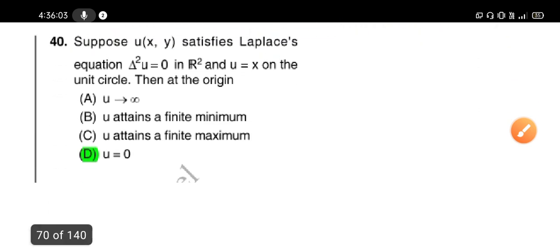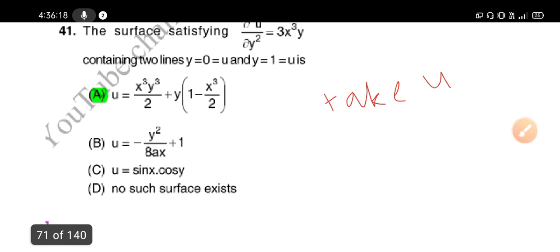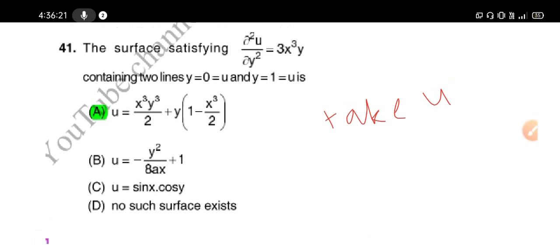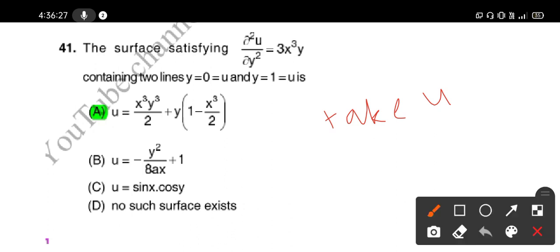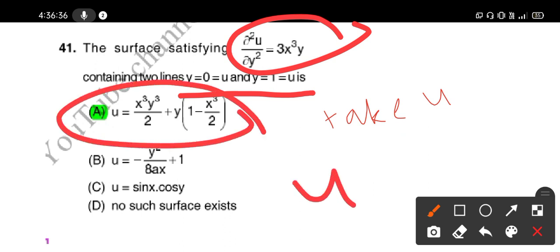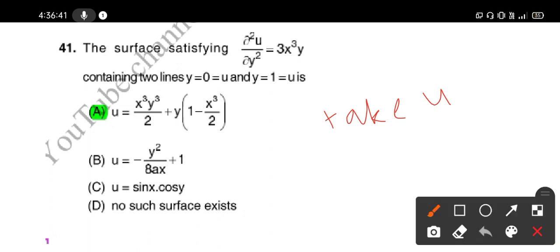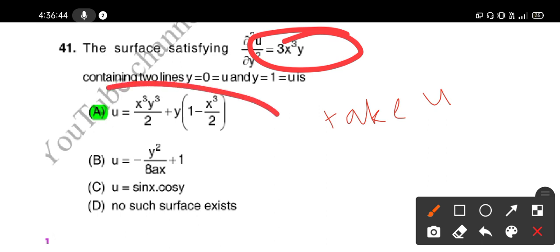Next question, suppose u of x y satisfies the Laplace equation del square u is equal to 0 in R2, u is equal to x on the unit circle, then at the origin u is equal to 0. The surface satisfying dou square u by dou y square is equal to 3x cube y, containing the two lines y is equal to 0 is equal to u. Here an equation and a condition are given, and if I take option A, first of all find dou square u by dou y square, that is, we get 3x square y, then option A is correct.